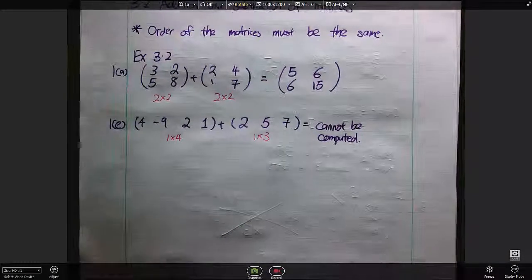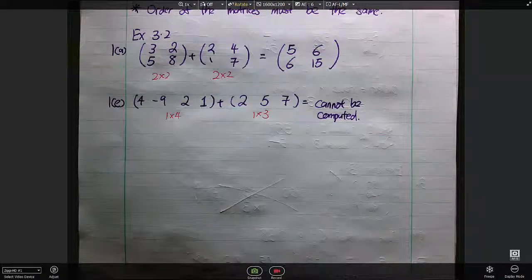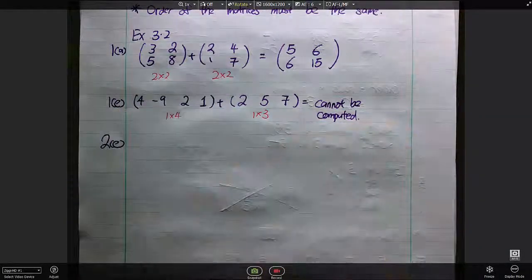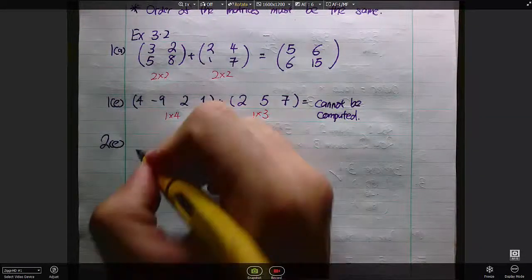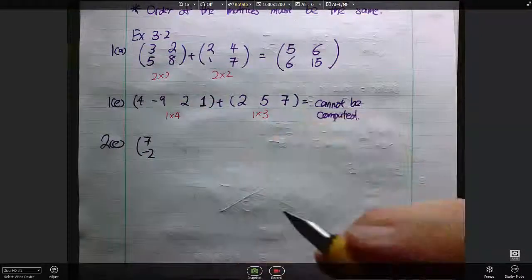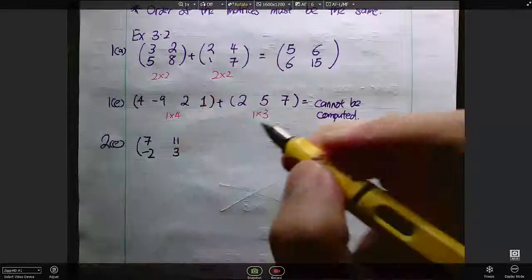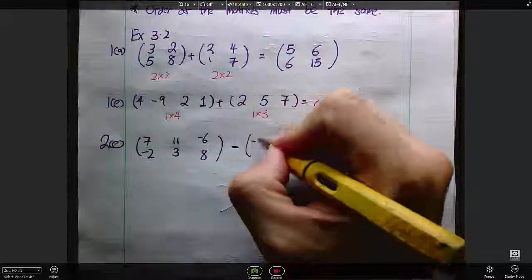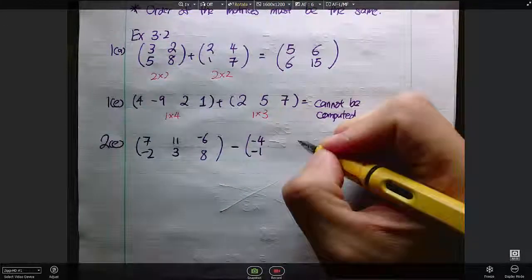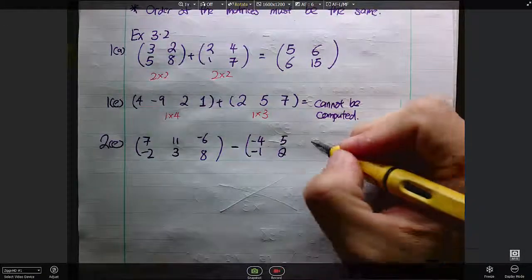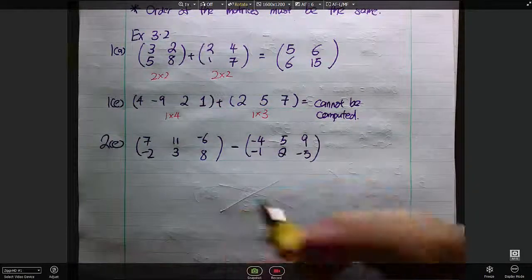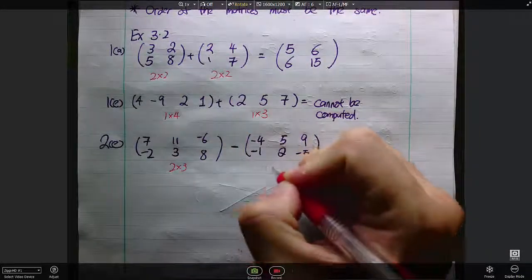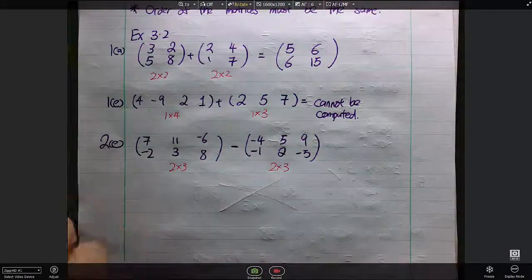Now we do subtraction of matrices. I give you example 2e. It will be 7, negative 2, 11, 3, negative 6, 8, minus sign, negative 4, negative 1, 5, 2, 9, negative 5. First we check whether the matrices are the same order. This one is 2 by 3, this one is also 2 by 3, so yes, they can be subtracted.